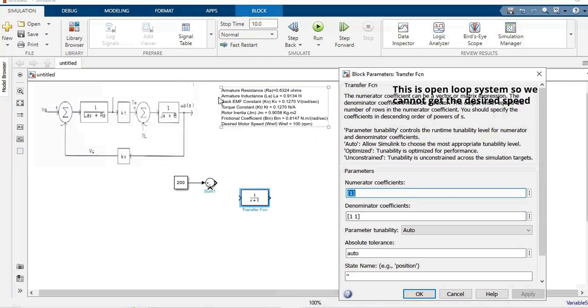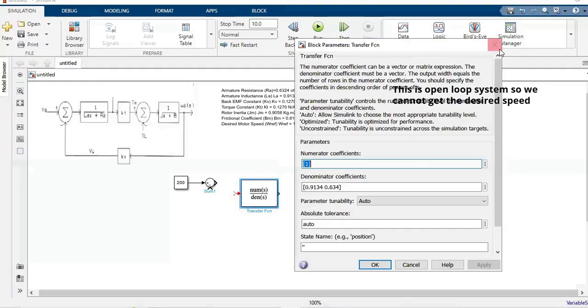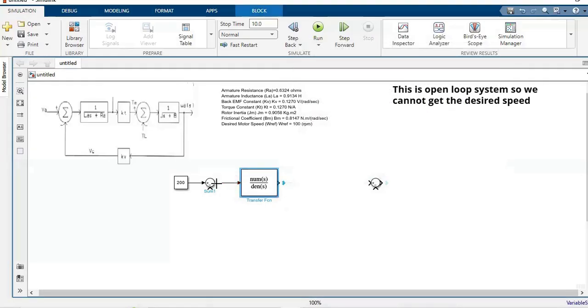We have the parameters of the DC motor, which are given here. In the denominator, the first coefficient is LA. So let us substitute the value of LA, 0.9134, which is the given parameter. And then we will have the RA value, which is also given in the parameters, which is 0.634. So we have this transfer function.